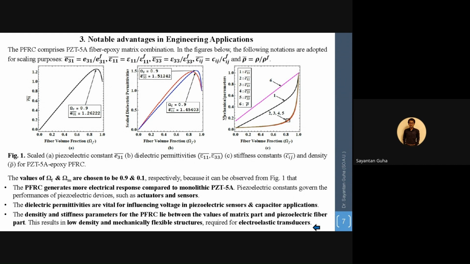From figure B, we can see when omega f takes value 0.9, the dielectric permittivity epsilon 11 is 1.45 times that of PZT5A, and epsilon 33 of the PFRC is 1.51 times that of PZT5A. These greater magnitudes of dielectric permittivities are useful in capacitor applications. In figure C, we see that the magnitudes of density and stiffness constants of the PFRC are lesser compared to PZT5A. This ensures that the PFRC is low density and mechanically flexible, which is very useful in electroelastic transducer applications.